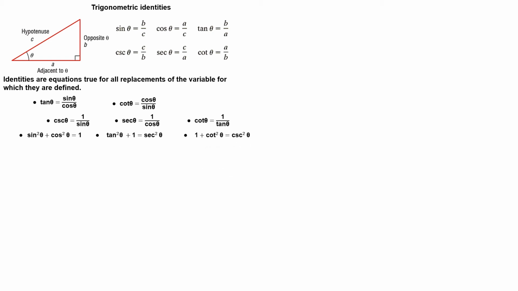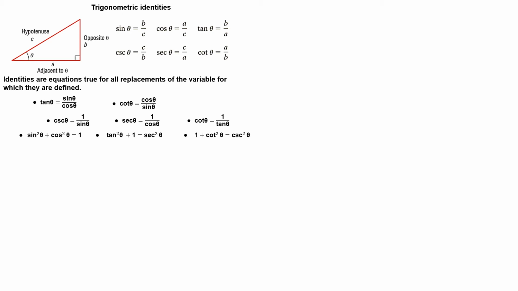The first set of identities are known as quotient identities or ratio identities. As we can see, the tangent of an angle is the ratio of the sine to the cosine, and cotangent of an angle is the ratio of the cosine to the sine. The second set of identities are known as reciprocal identities, since the reciprocal functions secant, cosecant, and cotangent are the reciprocals of the cosine, sine, and tangent. The third set of identities are known as Pythagorean identities, since these identities are an immediate consequence of the Pythagorean theorem.